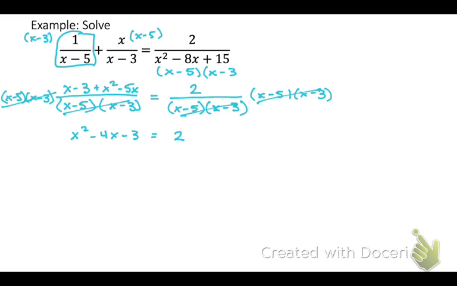Now we're back to chapter 3. Did you not multiply yet? They reduced out. I can't factor till it's equal to 0. So I need to subtract over 2. So x squared minus 4x minus 5 equals 0. Now I have to factor.